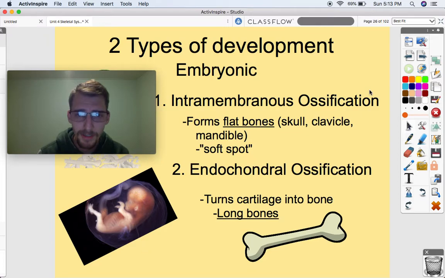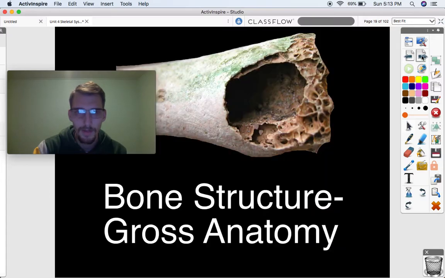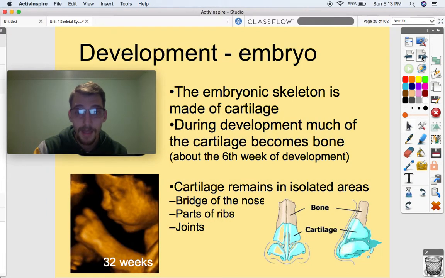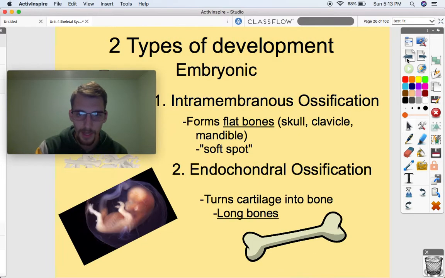Anyways, number two, endochondral ossification. That's another kind that happens during embryonic development, and it turns cartilage into bone in long bones. All right. So I believe there was a picture in our last video of endochondral. Anyway, endochondral. Oh, here it is. Endochondral ossification. This is an embryonic bone. It's got a lot more cartilage, and then it kind of extends out throughout your life, and that's called endochondral. It turns cartilage into long bones.